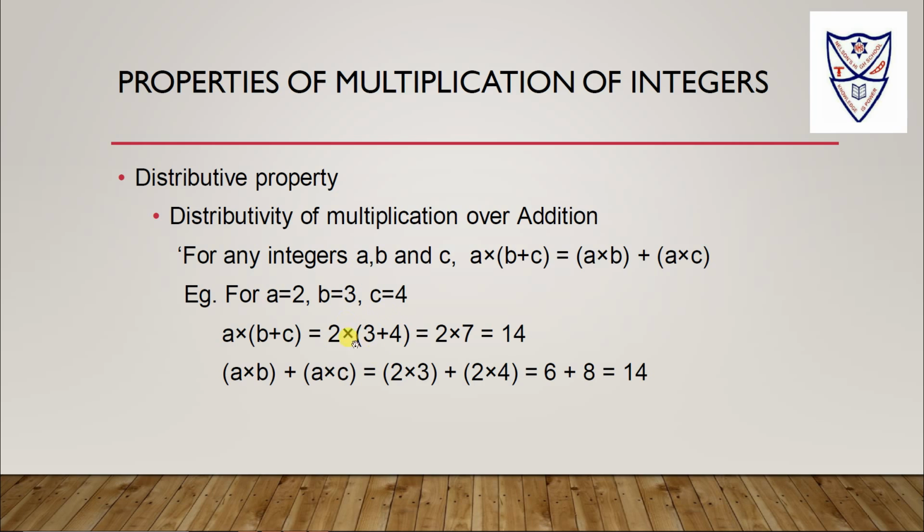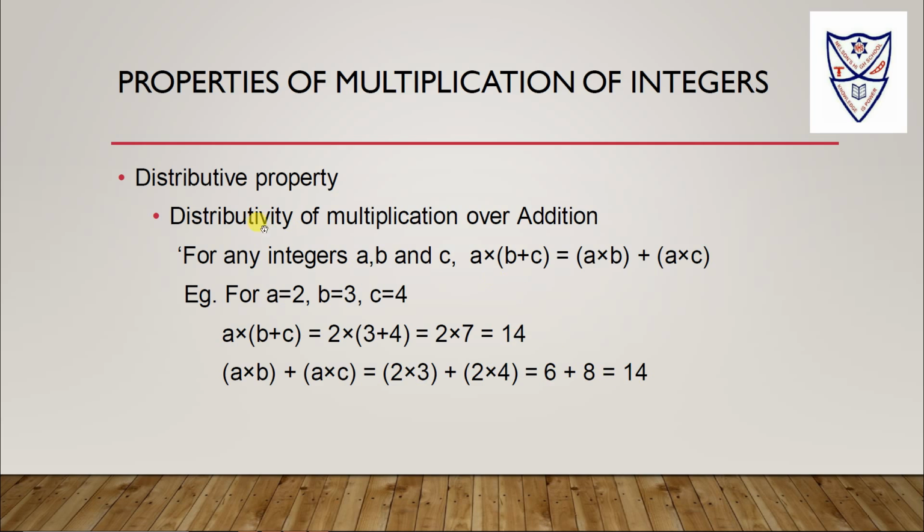First of all take this bracket out, which is 3 plus 4, 7, that is 2 multiplied by 7, which is equal to 14. And this other side, a multiplied by b plus a multiplied by c. Put the values of a, b, c. That is 2 multiplied by 3 plus 2 multiplied by 4. First of all, we will take out this bracket. 2 3s are 6, 2 4s are 8. That is 6 plus 8, which is equal to 14. So here we get same values.